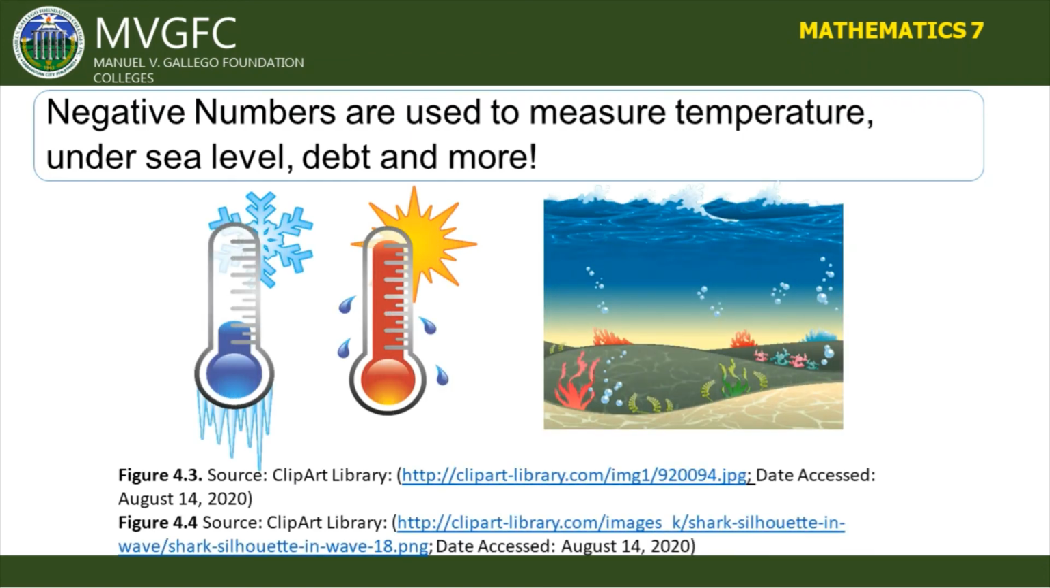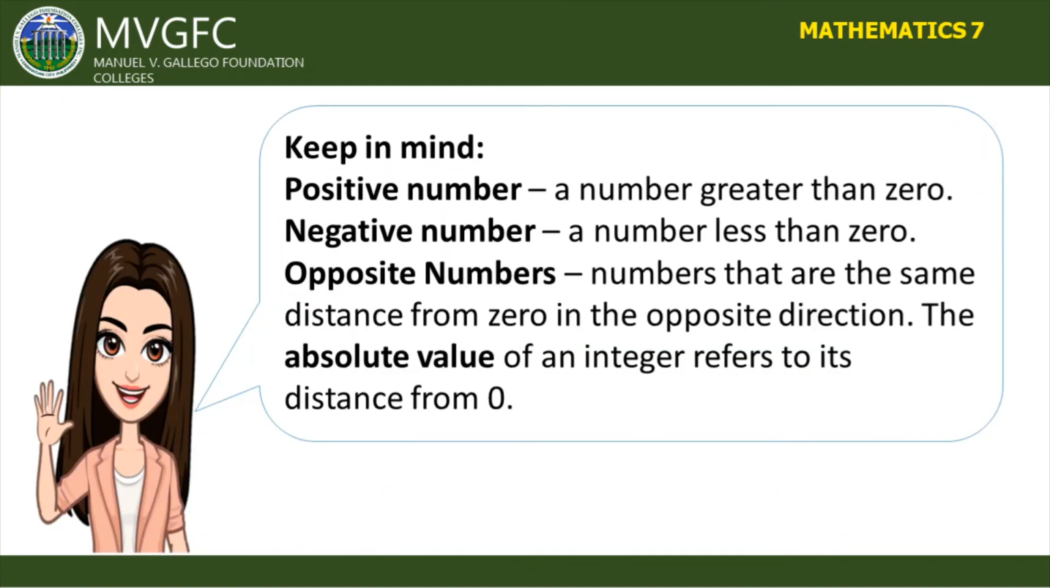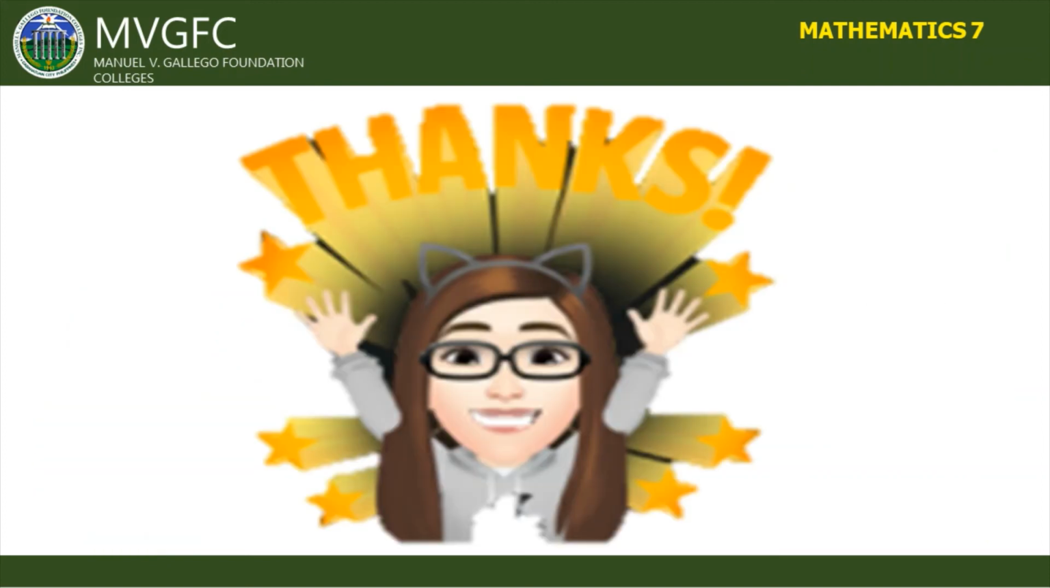Okay, so congratulations on what you've done so far, and please continue learning. Don't be afraid of mathematics. Keep in mind that a positive number is a number greater than 0. A negative number is a number less than 0. Opposite numbers are numbers that are the same distance from 0 in the opposite direction. And lastly, the absolute value of an integer refers to its distance from 0.